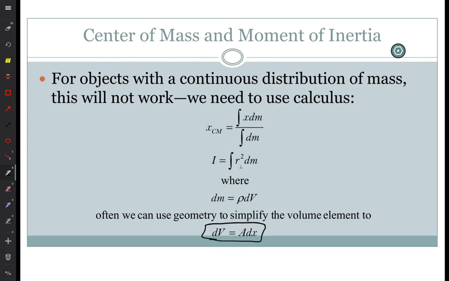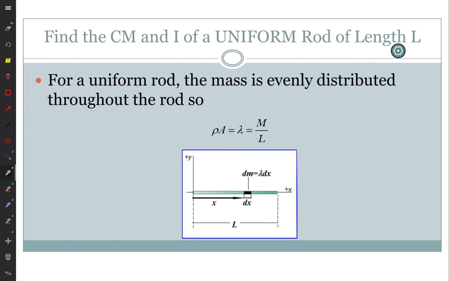So for instance, if you have a spherically symmetric distribution of mass, then you can make spherical shells of area. The surface area of a sphere is 4 pi r squared, and then my dx is just the dr. So I would have 4 pi r squared dr as my dV if I have a spherically symmetric mass distribution. Okay, so let's get to our first problem.